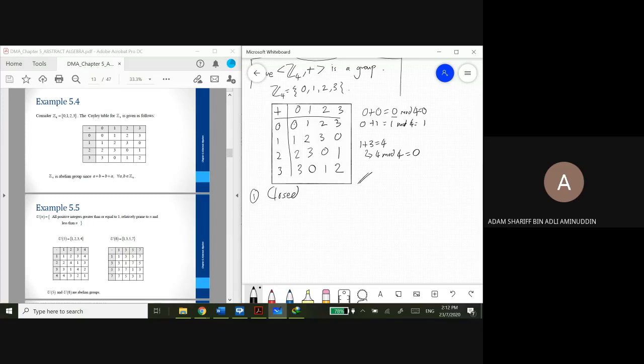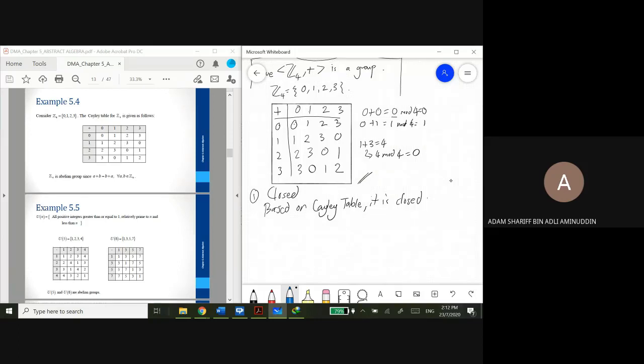Is it closed? The answer must have a Cayley table first, because my answer will refer to my Cayley table. Based on the Cayley table, it is closed. Some of you might argue with me right now. Just now, I mentioned the addition of integers in the statement. Why did I mention this? If you want to explain every possible combination of two integers inside Z4, it will be lengthy.